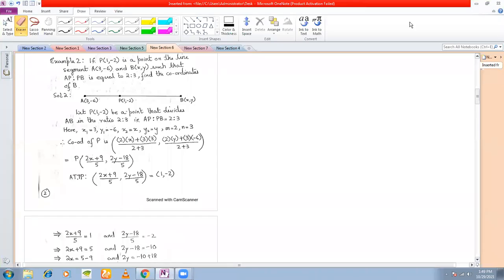The problem states that if P(1, -2) is a point on the line segment joining A(3, -6) and B(x, y) such that AP is to PB is equal to 2 is to 3, find the coordinates of B. Okay, so we draw the line.